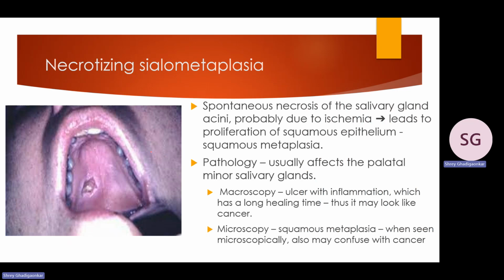Finally, we have necrotizing sialometaplasia. So this is a spontaneous necrosis of the salivary gland acini, and it's probably due to ischemia, which leads to proliferation of squamous epithelium and squamous metaplasia. So over here, it basically looks like an ulcer, and one of the issues is that it may even resemble cancer, and therefore biopsy is usually done in these cases. But these are not cancers, though they may look like cancer.